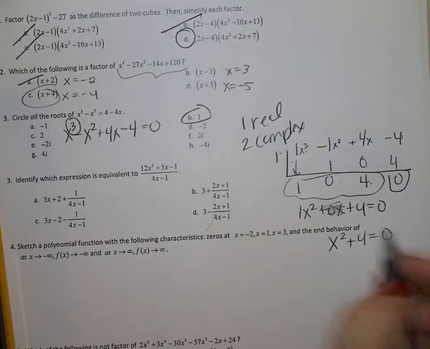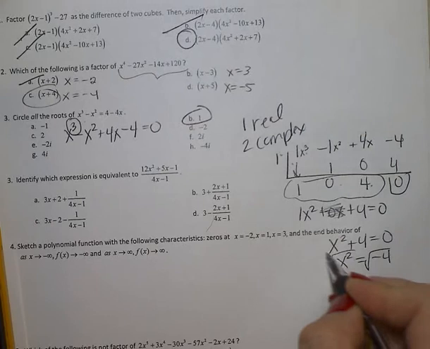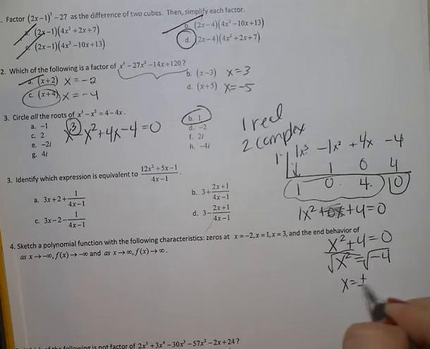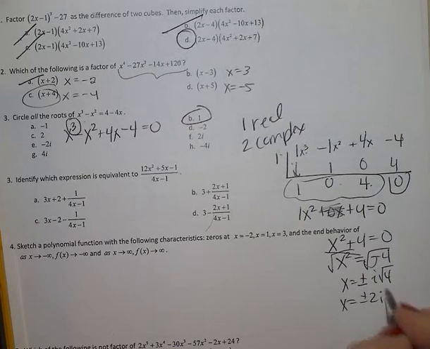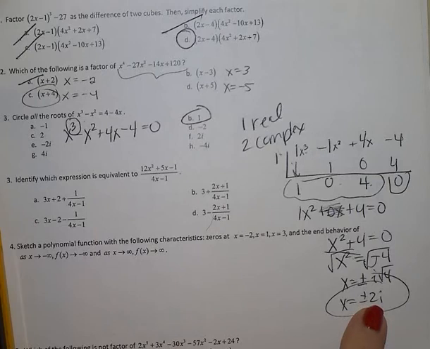Move the 4 to the opposite side by subtracting. Get rid of the square by taking the square root, but you can't take the square root of a negative, so the negative comes out front and becomes an i. The square root of 4 is 2. Here's 2 answers, plus 2i and minus 2i. The third is positive 1.